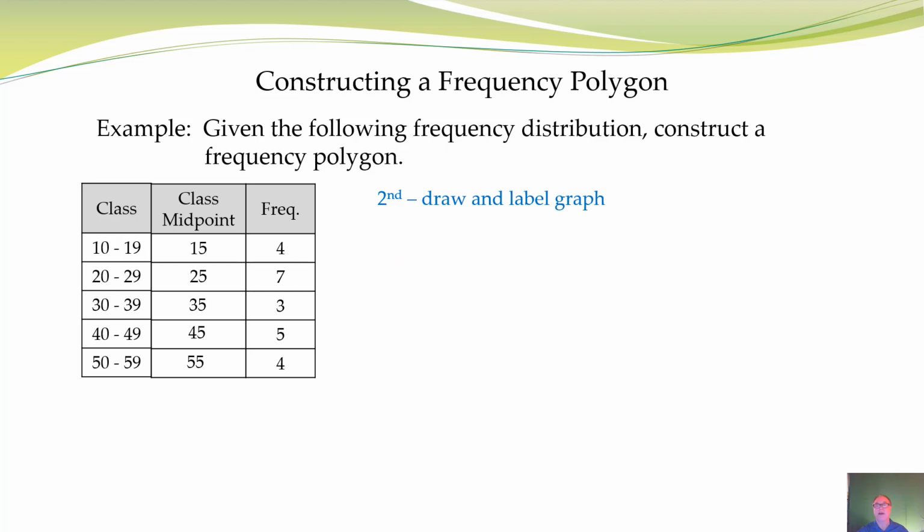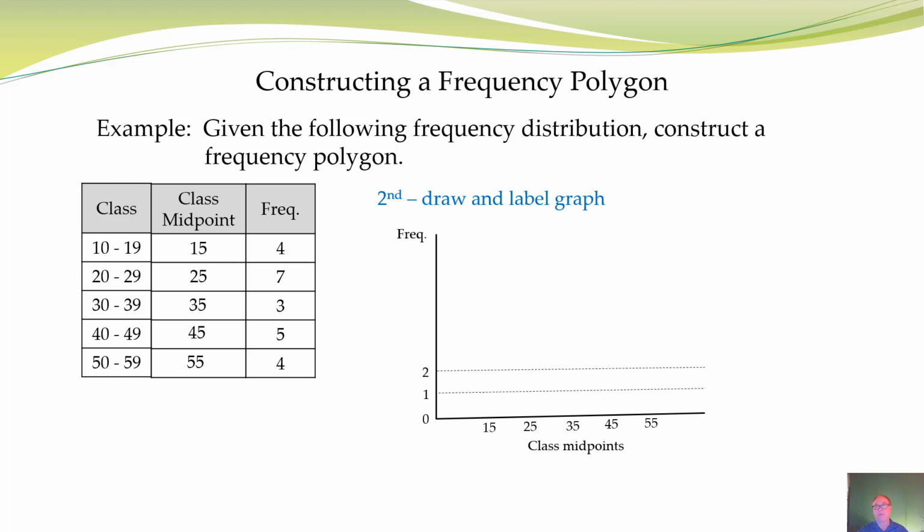Second, draw and label a graph. So we have a vertical axis, horizontal axis. On the horizontal axis, we put the class midpoints. On the vertical axis, we put frequency. And now, above each midpoint, we put its frequency with a dot.